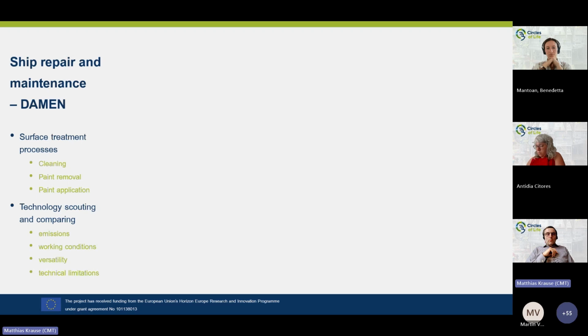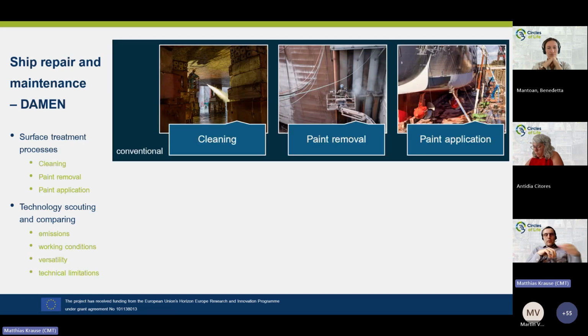So, oops, that was too quick. So the second and third step is what we also call technology scouting. So you might remember that surface treatment was identified as an emission hotspot in repair and maintenance. And among others, the technologies are being compared in terms of emissions, working conditions, versatility, and technical limitations. So those are the aspects which can be used.